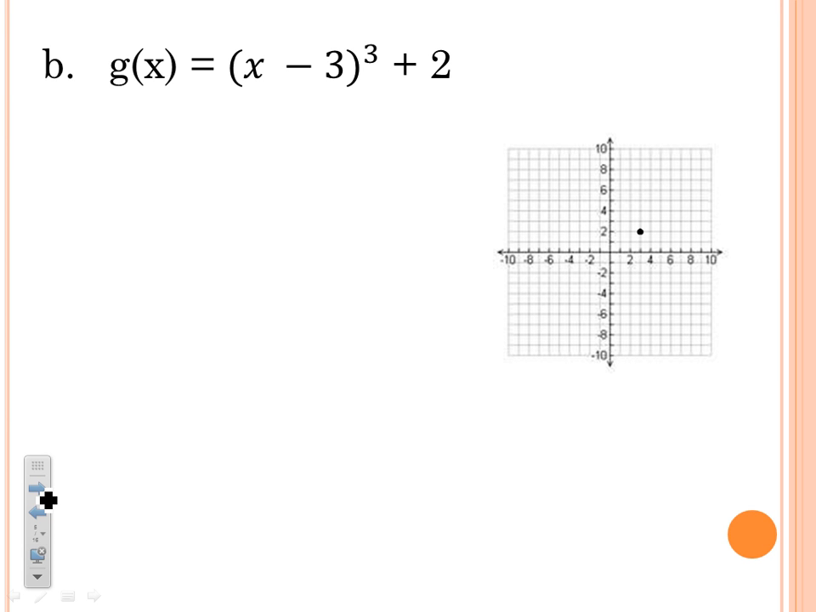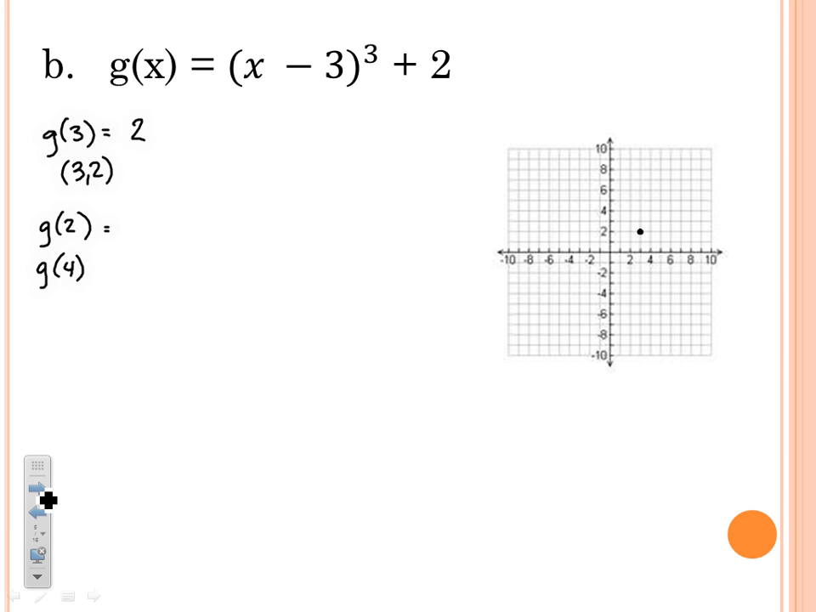And if you were to plug in 3, if we were to do g of 3, you would end up finding that you're going to get 2. So (3, 2) was a point to graph. And again, you can do a couple more if you want. Let's maybe try g of 2 and g of 4.